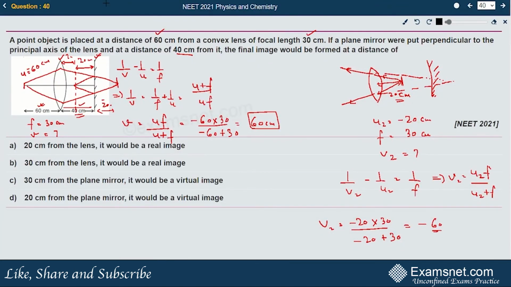That means this image will be formed at a distance of 60 centimeter from the lens. And at 40 centimeter there is a mirror. So what distance from the mirror? 20 centimeter. So 20 centimeter from the mirror, and it will be formed virtually. So option D will be correct, that it is produced 20 centimeter from the plane mirror and it would be a virtual image. Got it?